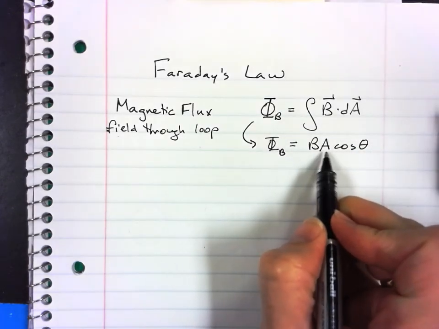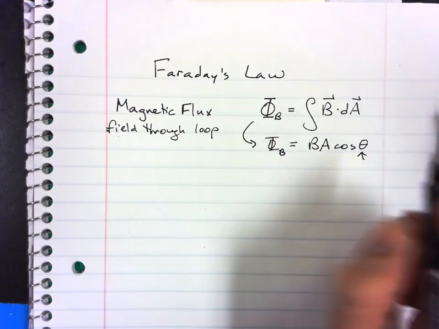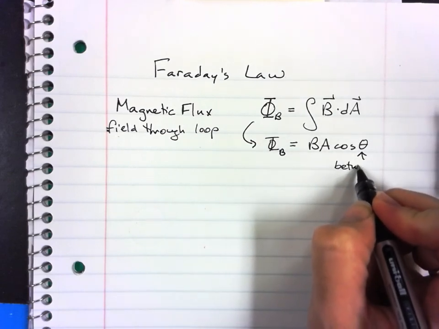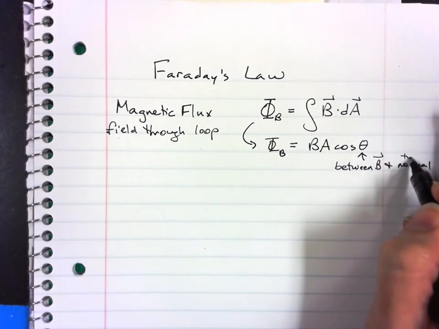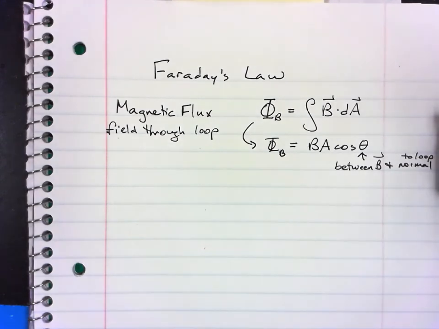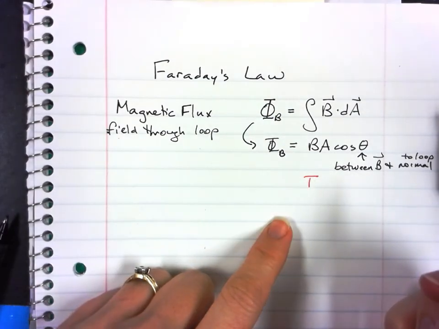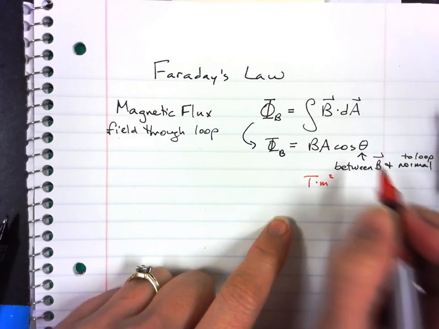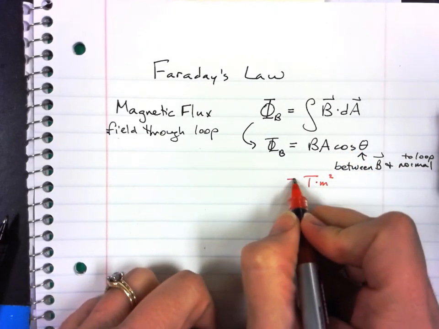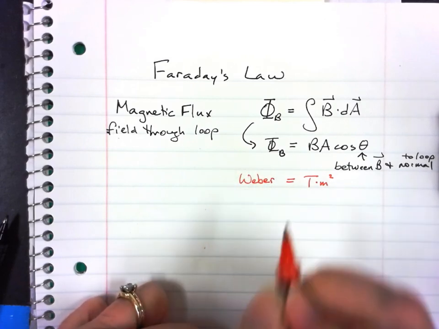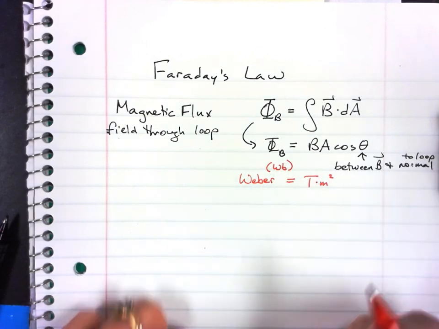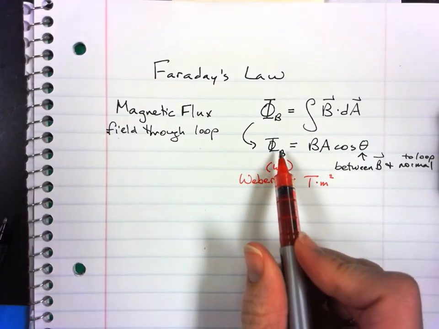So the strength of the field, the area of the loop, and then the cosine of the angle between B and the normal to the loop. So, units. Magnetic field, you know, is measured in Tesla. Area is in meters squared. Cosine is just a pure number. So magnetic flux does have a unit, and it's called the Weber. Symbol is Wb. So Webers are the measurement of magnetic flux.